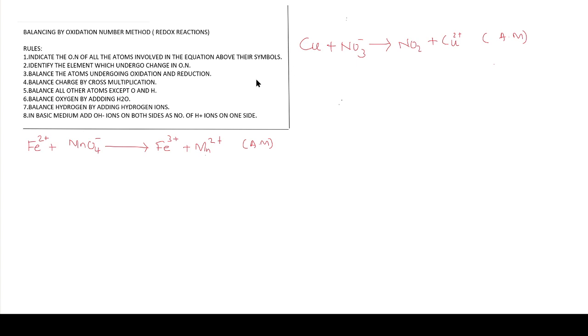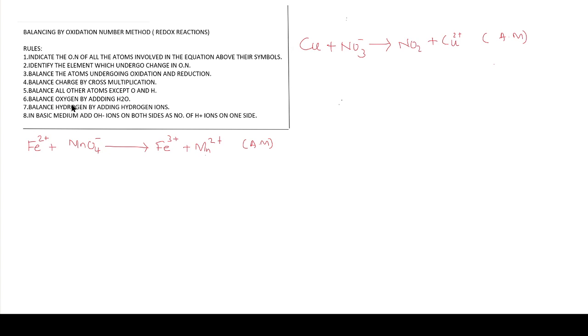After the second step, we need to balance the atoms which are undergoing oxidation and reduction. In the third step, children, we will be balancing the atoms which are undergoing oxidation and reduction. Once this is done, in the fourth step, we will be balancing charge by cross multiplication. In the example, we'll understand the fourth step better. And the fifth rule is to balance all the other atoms except oxygen and hydrogen, like copper and nitrogen.